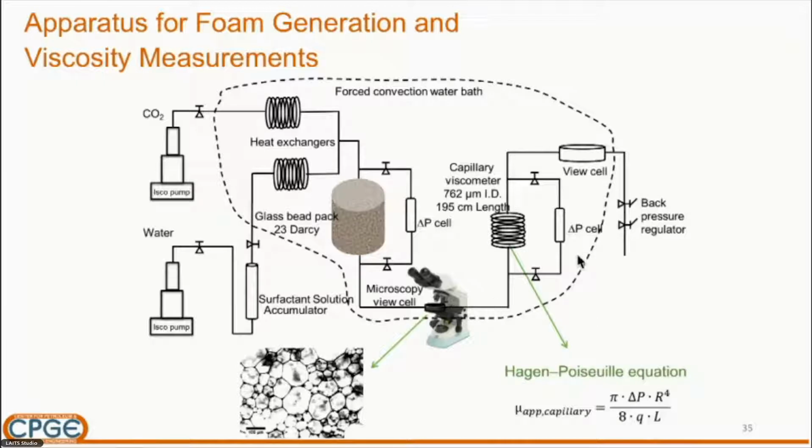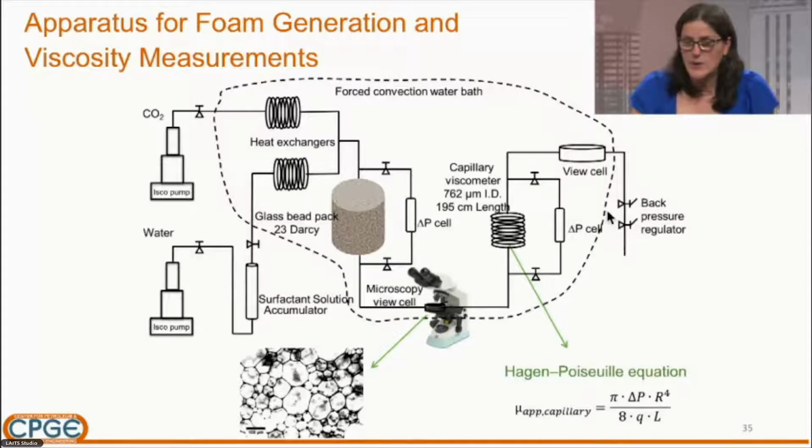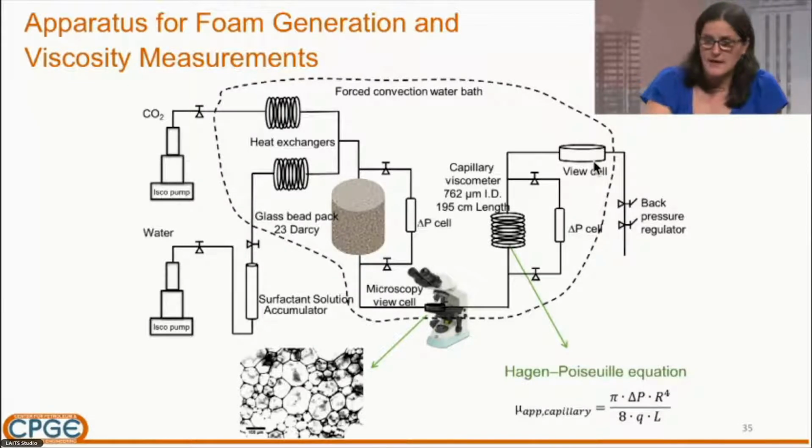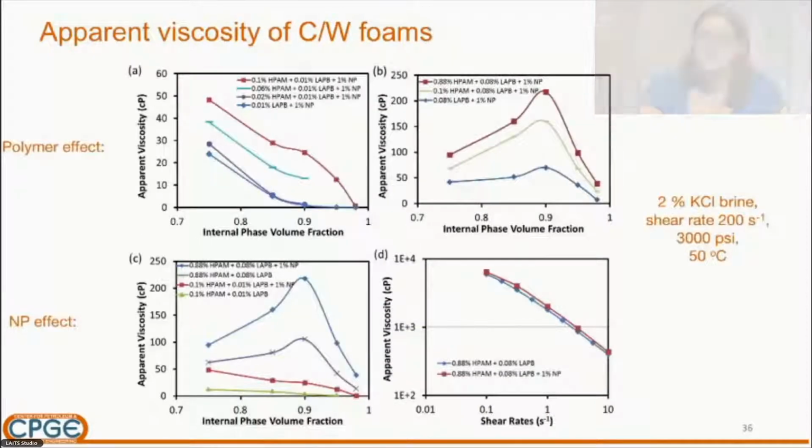So basically, we use a standard capillary viscometer. The apparent viscosity that we report in the slides from now on is based on the Hagen-Poiseuille equation. And we have one more view cell that checks the quality and texture of the foam, so that we actually have foam and can claim it is stable. So here are some example measurements.